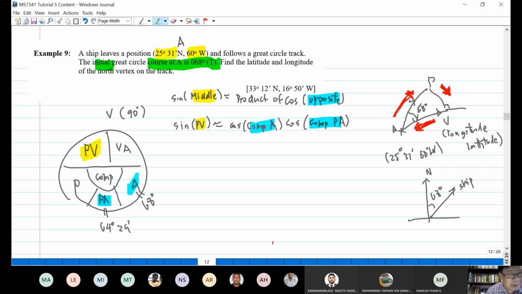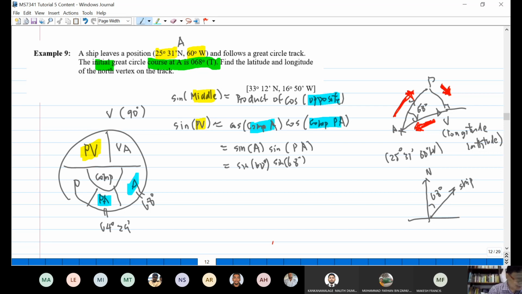Okay, we know something about co-A and the cosine of co-A. Immediately you can recall, right? Cosine of co-A is just equal to sine of A. Cosine of co-PA is just sine of PA. If you do this kind of question over and over again, you immediately know how to convert them. So sine of A, you put in there, sine of 60 degrees. PA is sine of 68 degrees.